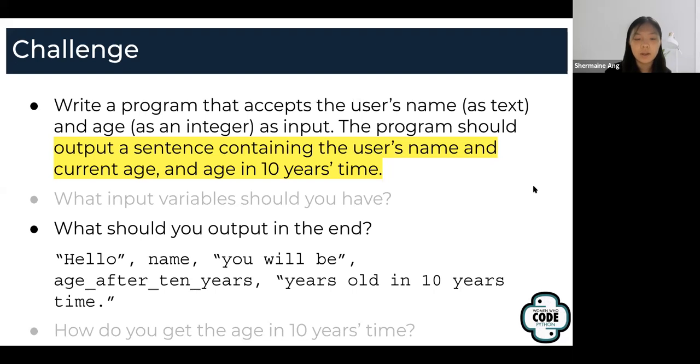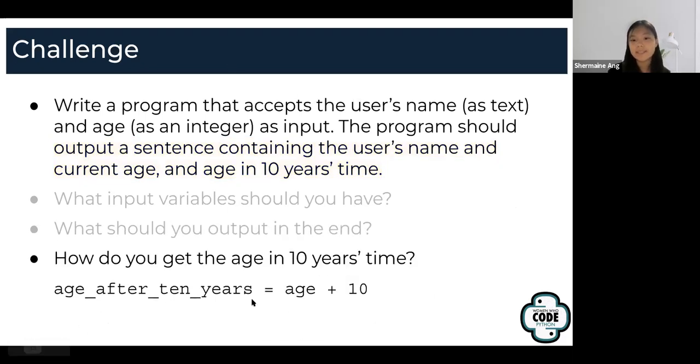And lastly, how do you get the age in 10 years time? You can think about it, put in your answer in the chat. Yes, correct. So you just have to add 10. So age after 10 years equals age, which is what you got at the start. And then you just plus 10. And with that, let's look at the final solution.